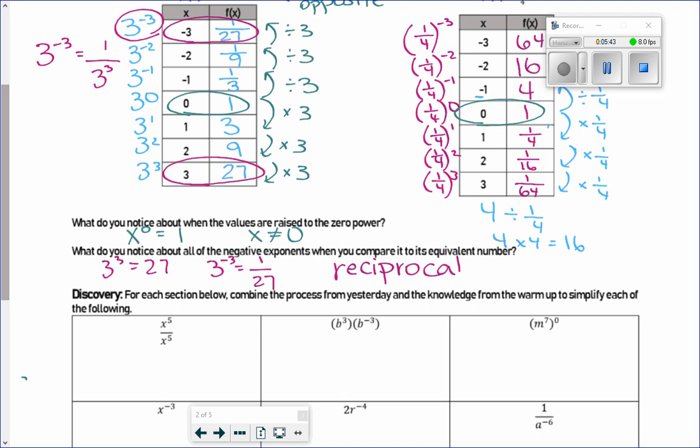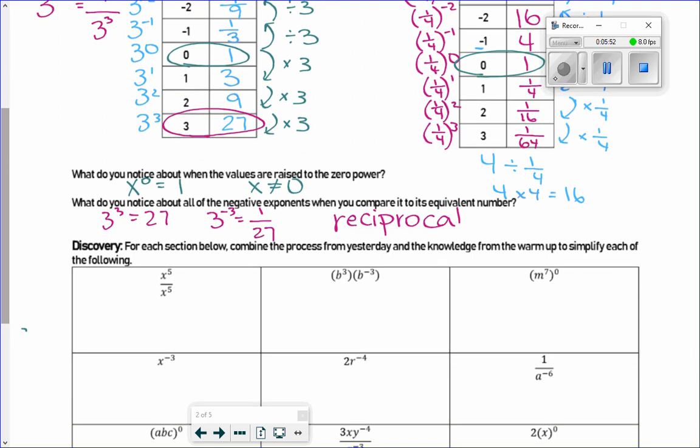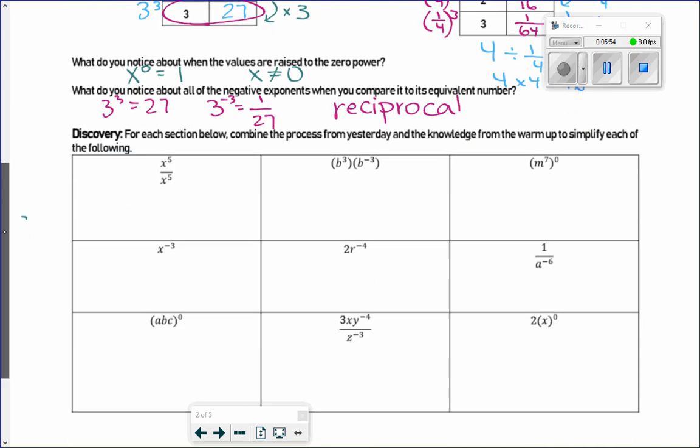It's a reciprocal, but there's no negatives in our answer because if we were to graph it, it's never going to approach a negative y value. So try.